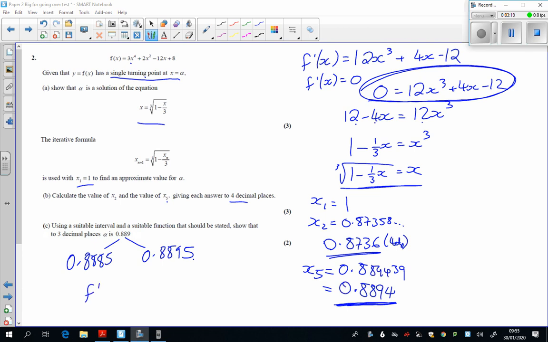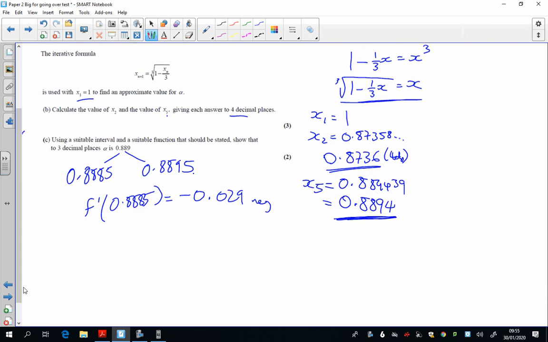So what am I doing? I'm doing f dashed of 0.8885, and that one's negative. Need some more room. And then I'm going to do the 0.8895, it's the other one, and we'll tap that into the calculator, and it's a really tiny number, but it is positive.